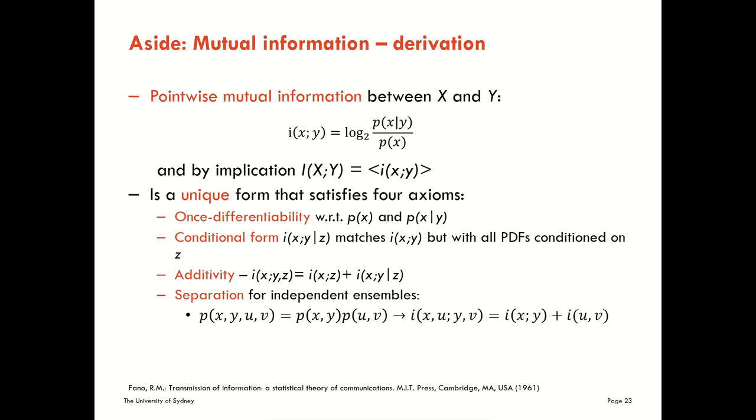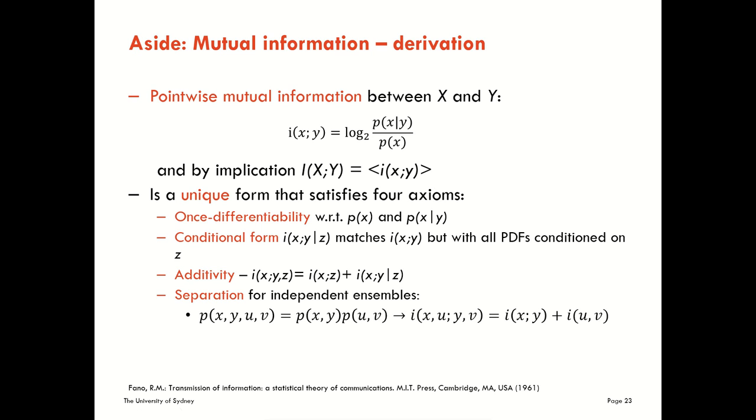So a final aside that I want to give pertains to deriving mutual information. I've kind of laid it down as a given in this lecture, coming from various aspects of intuition, but it turns out we can actually derive mutual information directly from axioms in the same way that we derived entropy from axioms. The approach that I really like for this is found in the classic Fano text, which looks at deriving first the pointwise mutual information and then implying the average mutual information as an ensemble average over those terms.